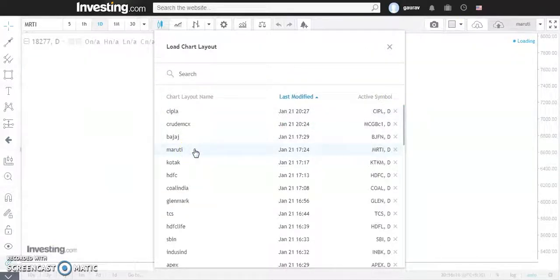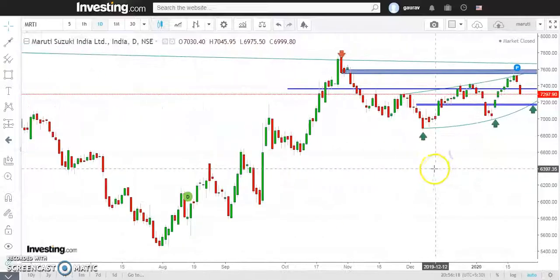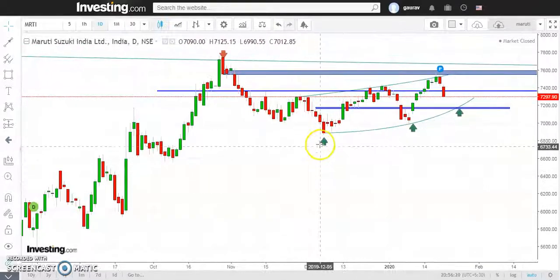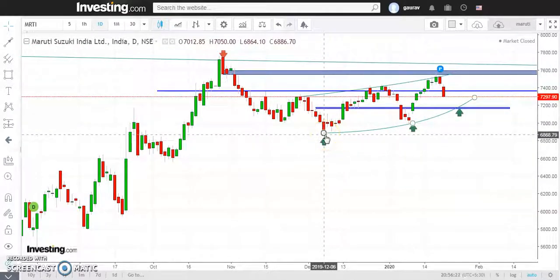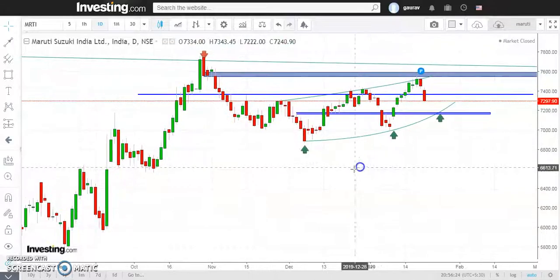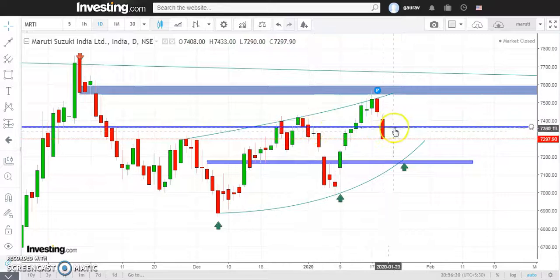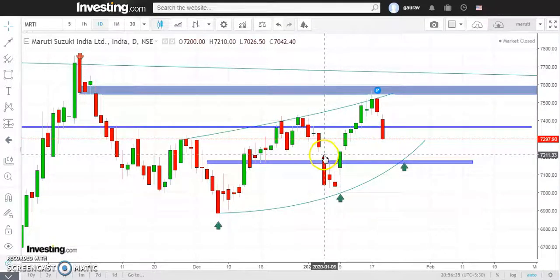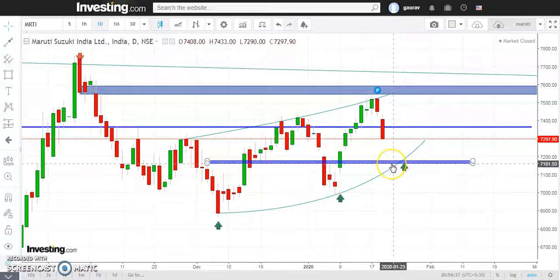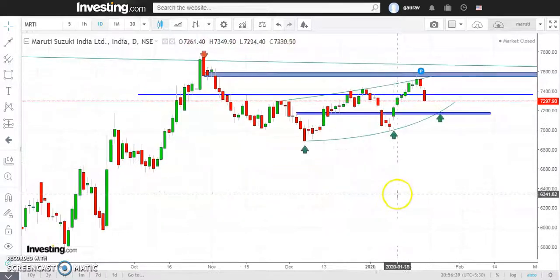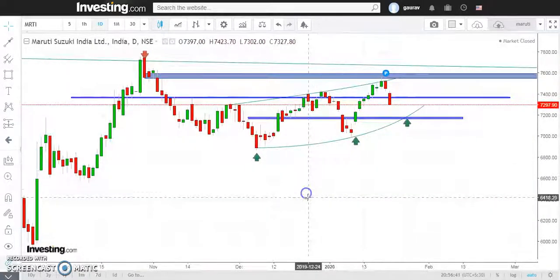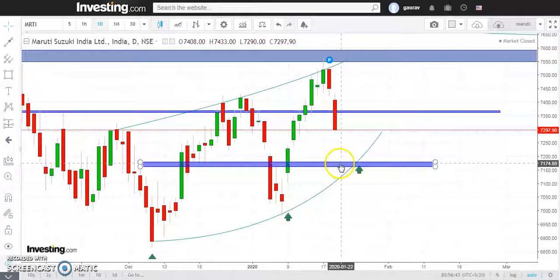And then next comes Maruti. Maruti was trading in a channel, like in this arrow. It always bounces from that point. It hit the upper end and gave a nice reaction, and today it gave a breakdown. If we do not cross 735060, we will most probably be heading towards this zone, which is 7160, 7170.